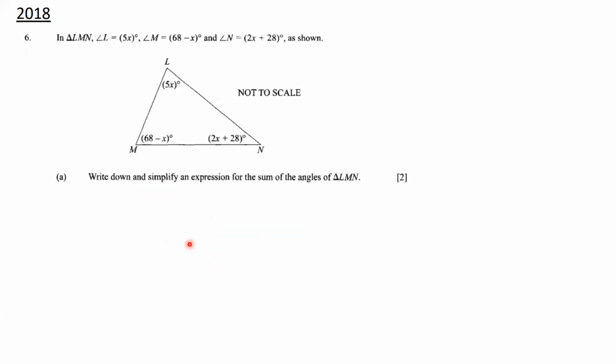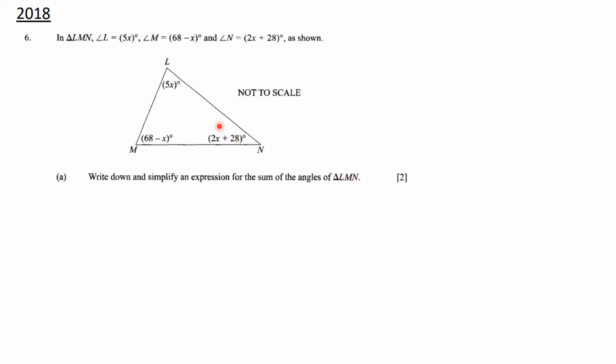Here it says, write down and simplify an expression for the sum of the angles of triangle L, M, and N. So we have angle L, and angle L is going to be equal to 5x. We also have angle M. Angle M is equal to 68 minus x. We also have angle N, and angle N is equal to 2x plus 28. So we have to write down and simplify an expression for the sum of these angles.